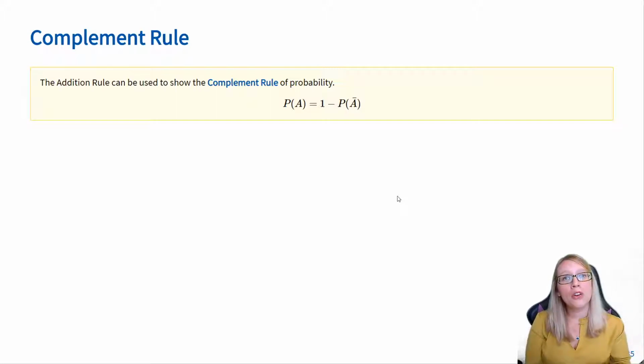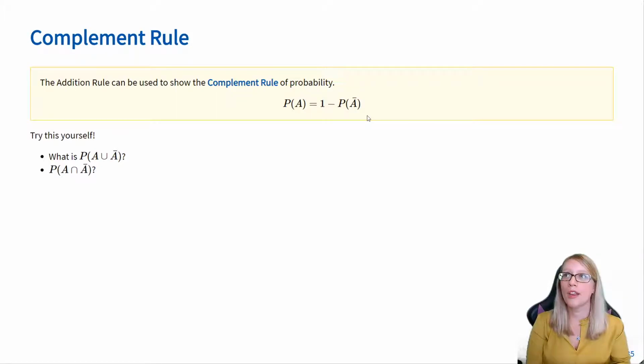The addition rule can be used to help justify the complement rule of probability. The complement rule says this: the probability of A is equal to 1 minus the probability of A complement. Here using, again, that bar notation. So think about it this way. What would be the probability of A union A complement? Well, that's going to be the entire sample space.